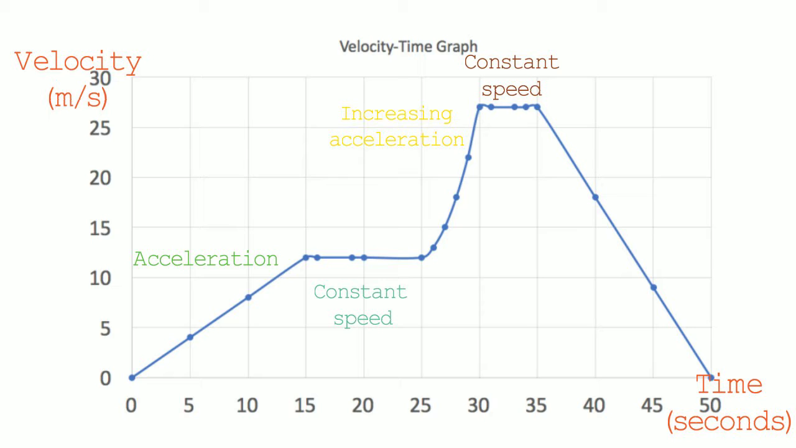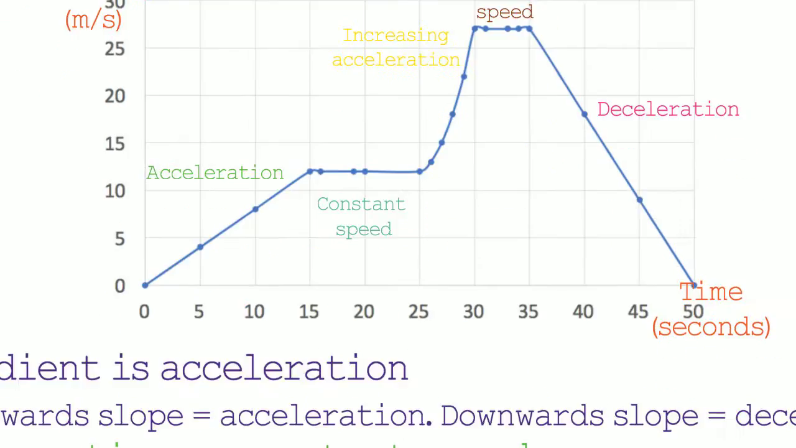We then have another period where the object remains at a constant speed. The object's constant speed is 27 meters per second, and it remains at this speed for 5 seconds. The final period is the last 15 seconds, between 35 seconds and 50 seconds. During this time period, the object is decelerating at a constant rate. It is decelerating at a constant rate because the gradient of the line is the same along the whole length of the line between 35 and 50 seconds.